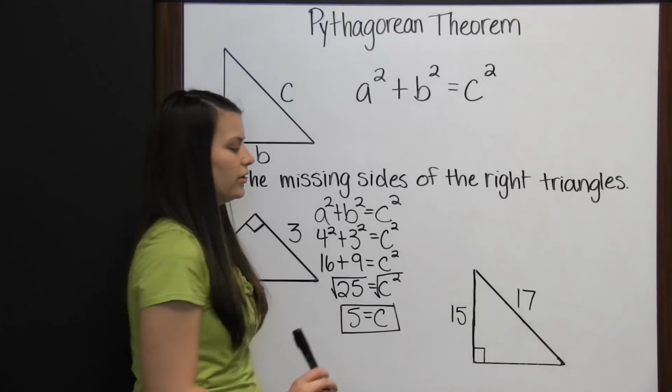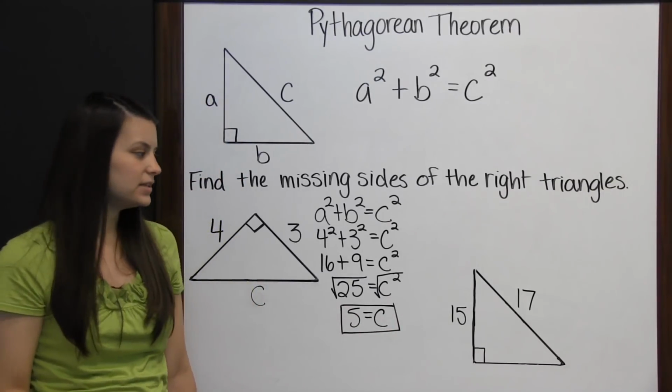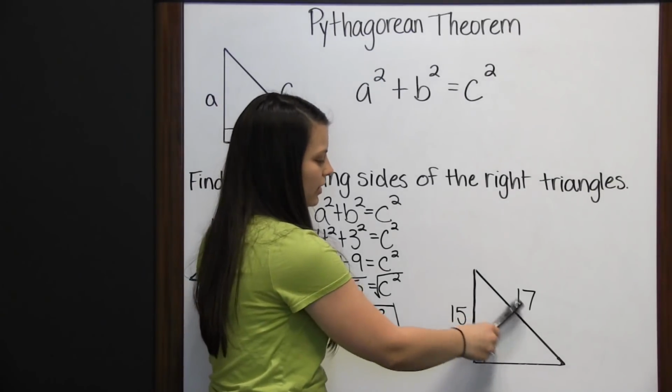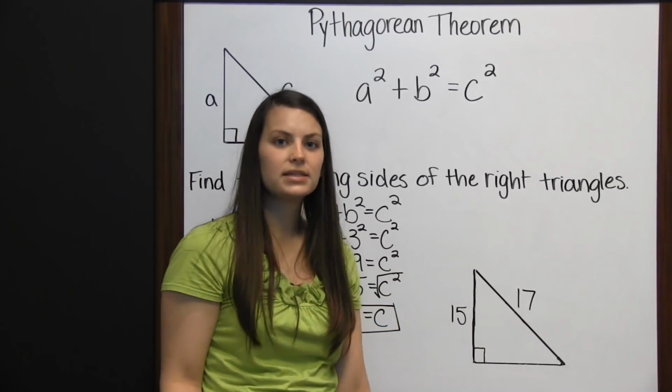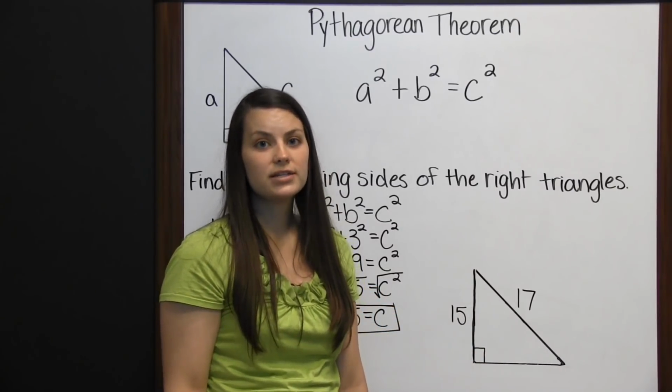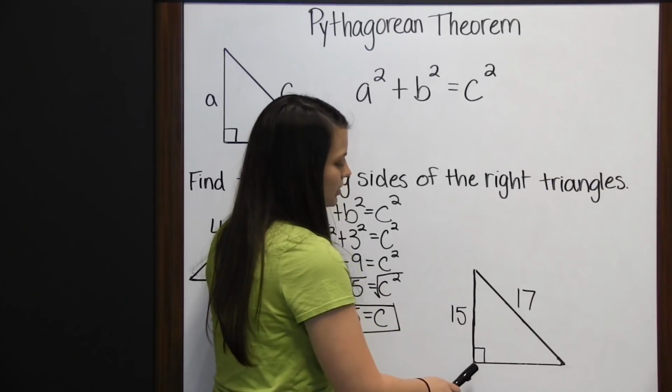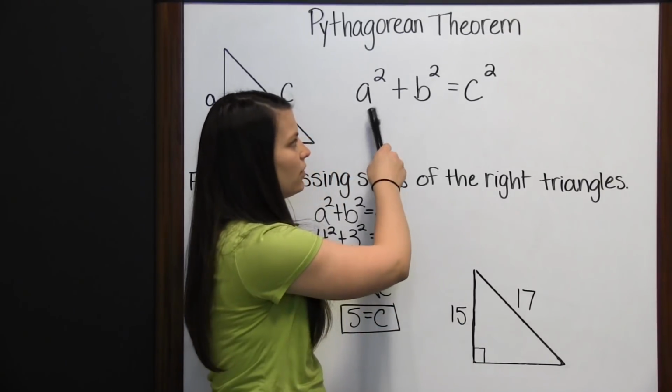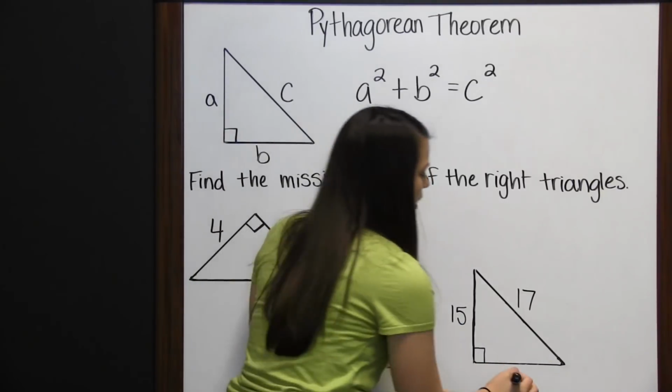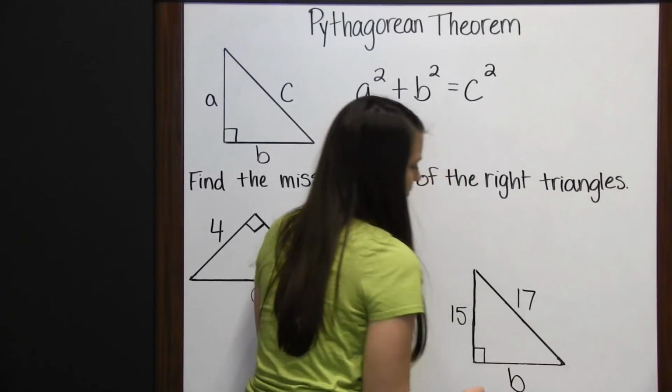On this next triangle, we know the hypotenuse this time. Across from the right angle is our hypotenuse, and that's given to us as 17. So what we're trying to find now is one of our legs. And this leg can either be your A or your B. So I'm going to call it my B.